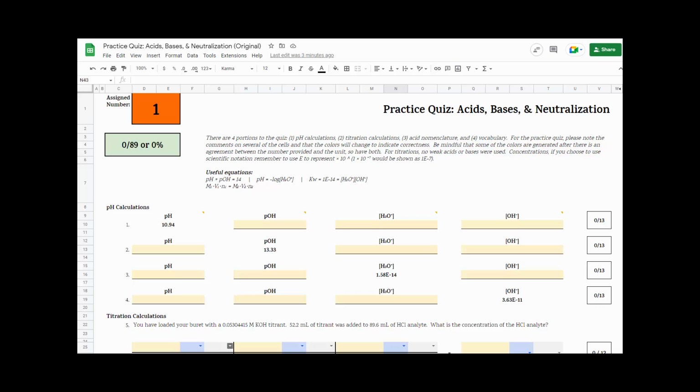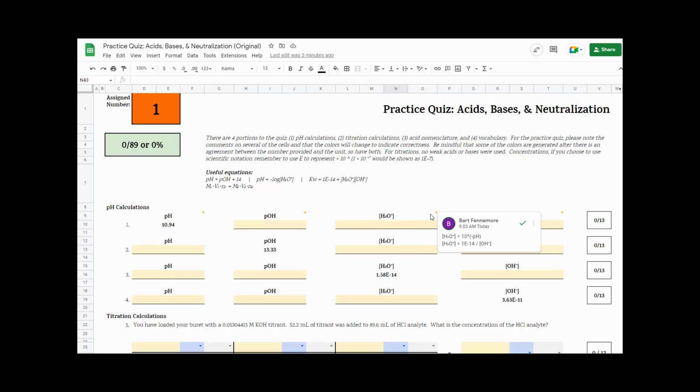On the practice quiz, notice there are some comments. Go ahead and highlight for the comments. So pH can be solved by doing 14 minus pOH, or negative the log of the hydronium ion concentration. pOH can be solved by taking 14 and subtracting pH. It can also be solved by taking negative the log of the hydroxide ion concentration.